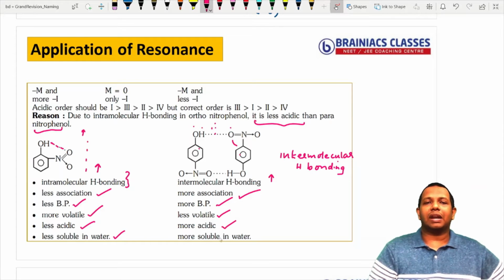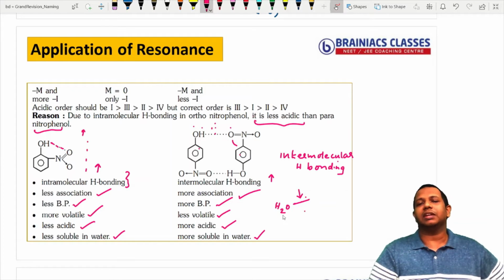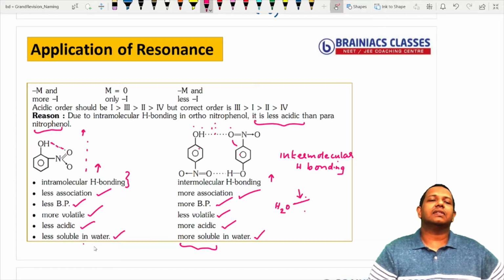Then it is more acidic, we know, because it can easily donate the H plus. And it is more soluble in water. Why? Because in water you have interaction between the water and this species. So what sort of hydrogen bonding should dominate? Intermolecular hydrogen bonding should dominate. That is present here. That is the reason it is more soluble in water. Here it is less soluble in water due to intramolecular hydrogen bonding. So please learn this difference. Very, very, very important. Okay.